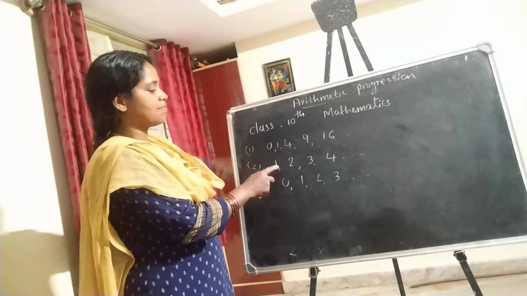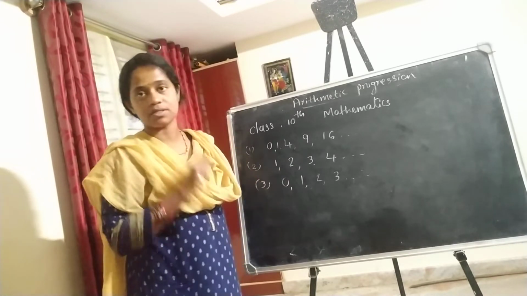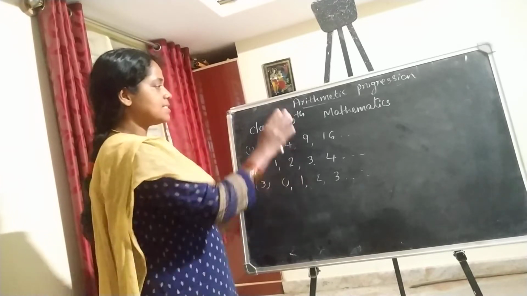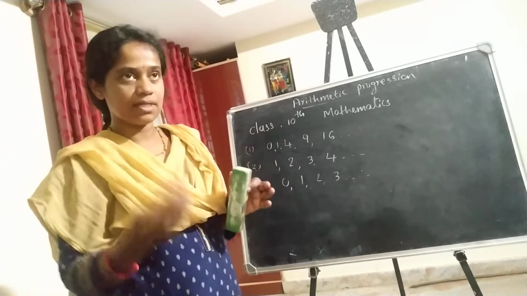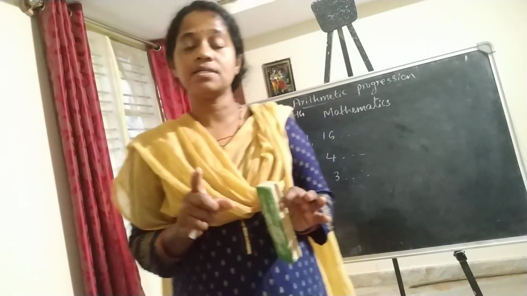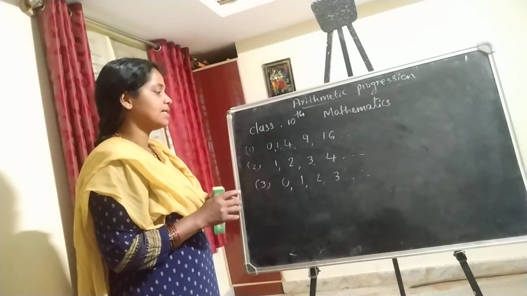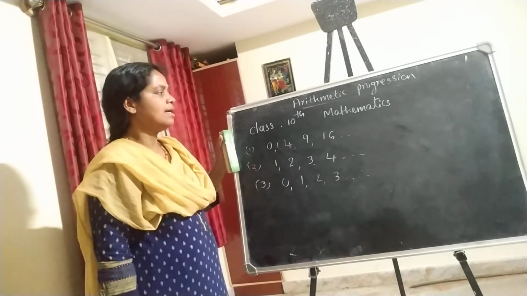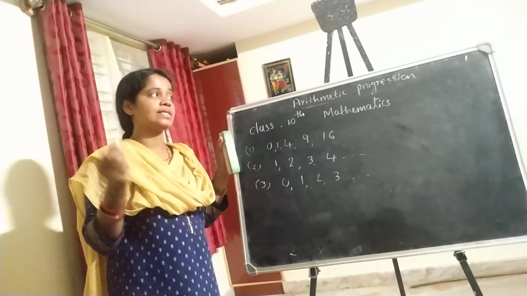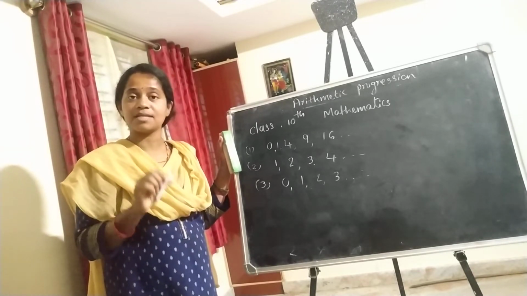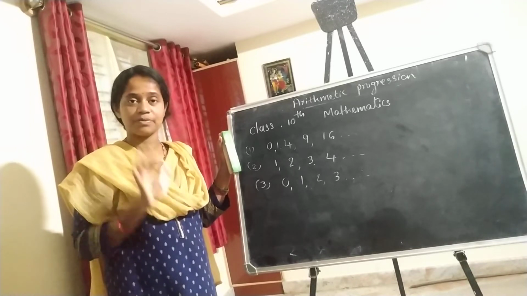In the second example, this is the set of natural numbers. Similarly, this is the set of whole numbers. These are sets of numbers where every term follows some rule. That kind of pattern of numbers is called a sequence. But arithmetic progression is a special kind of sequence. What is the speciality of arithmetic progression? Let us come to the point.